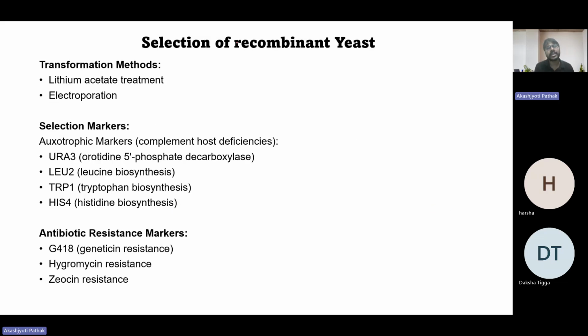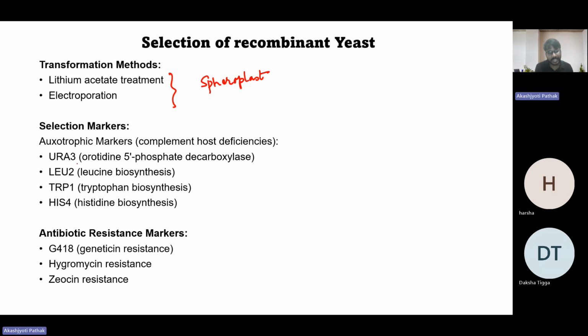Now, how do you select recombinant yeast? For transformation, we learned in the last class that there is lithium acetate treatment, then the spheroplast method, and then electroporation. Now there are selection markers which you can use if you want to screen which is your recombinant yeast and which is your non-recombinant yeast. Recombinant yeast means your yeast has your recombinant plasmid. So how will you screen for it? The plasmid vector will have selectable markers: URA3, LEU2, TRP1, HIS4.